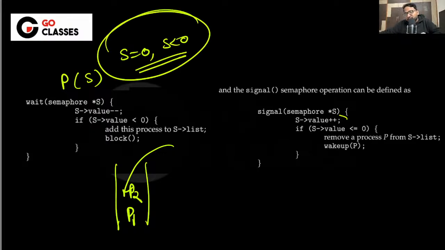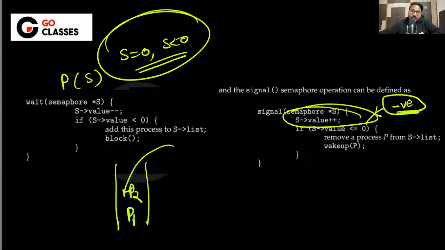Now here, first we are going to increment. After incrementing also, if it is less than or equal to 0, then we are sure that earlier it must have been negative, right? If someone with a negative value is calling, then we will remove one of the processes from the waiting queue. So don't worry about these things.